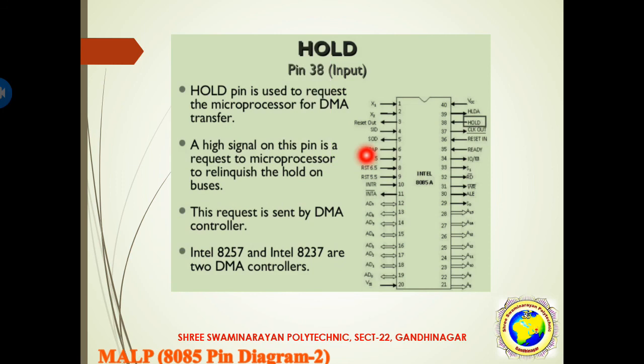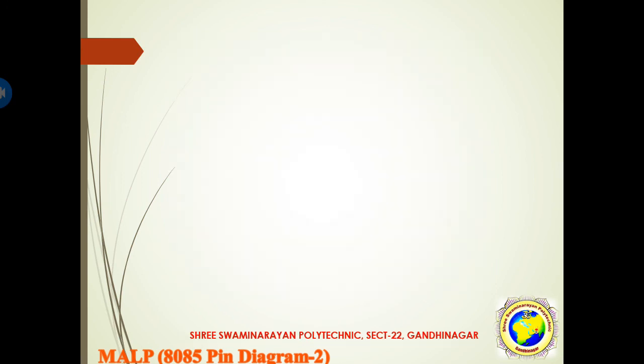Then after it, pin number 38 is HOLD. HOLD is an input pin, and this pin is used to request the microprocessor for a direct memory access transfer. A high signal on this pin is a request to the microprocessor to relinquish the hold on the buses, and this request is sent by the direct memory access controller. Intel 8257 and Intel 8237 are the two controllers.